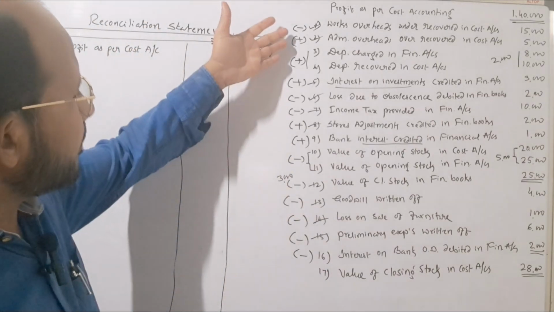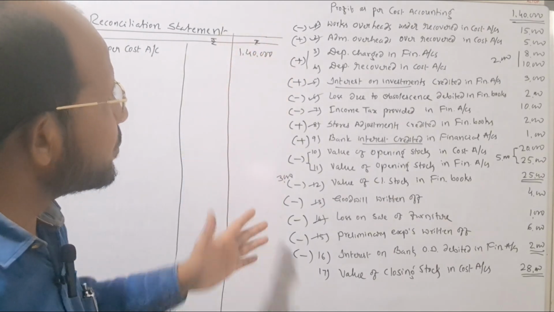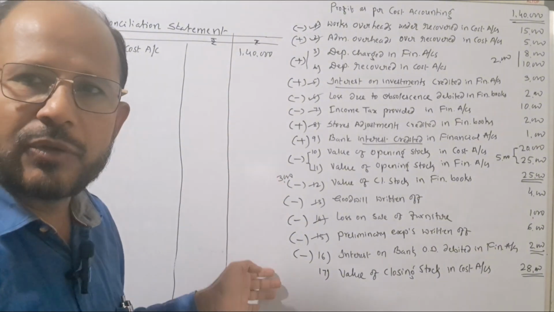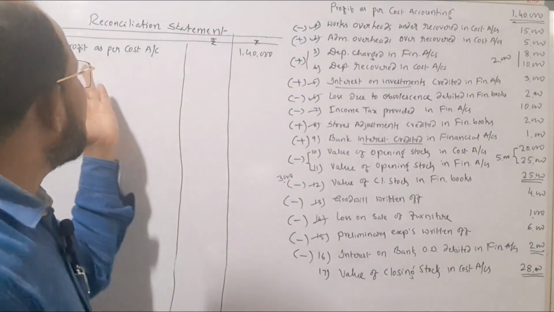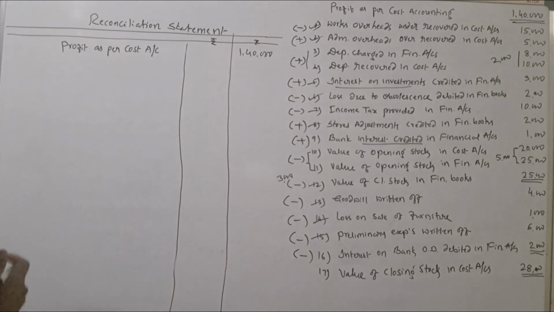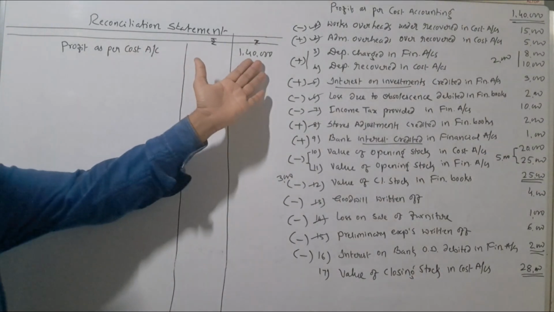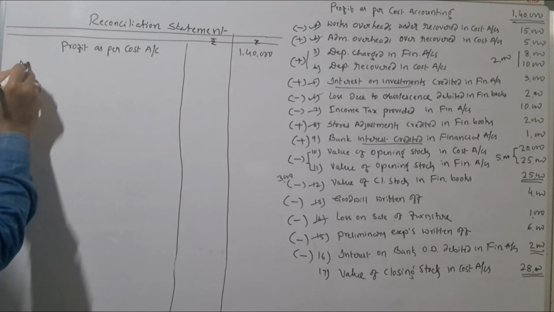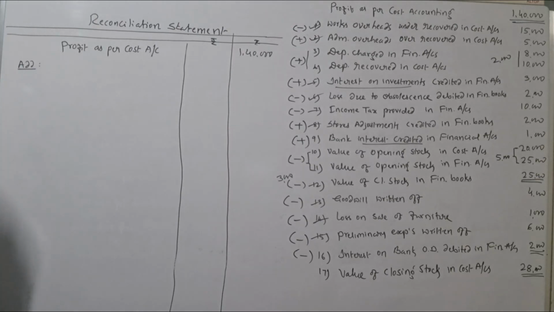These are the adjustments which we have to make. Certain items are to be added and certain items are to be deducted. Here we will first take the items which are to be added to the costing profit. First we have taken the profit as per cost accounts, rupees 1,40,000, and we will add the items which are to be added.